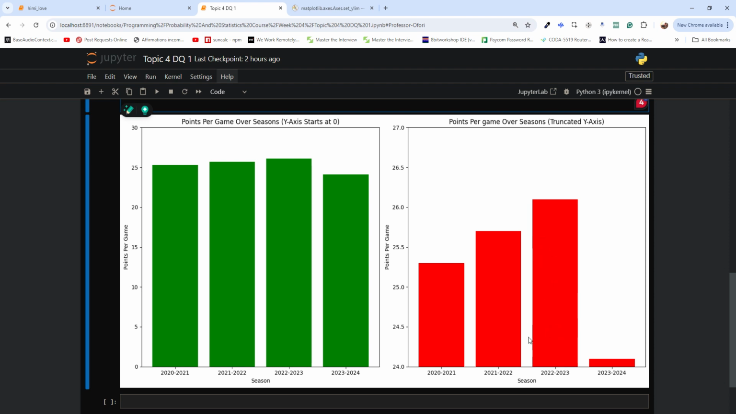An example is from 2022 to 2023, it looks like the player's performance dropped drastically, when in reality they've been playing pretty consistently over the course of these 4 years. And so, to avoid tricking or misleading people, it's important to present data honestly and accurately without using this deceptive technique of truncating the y-axis.